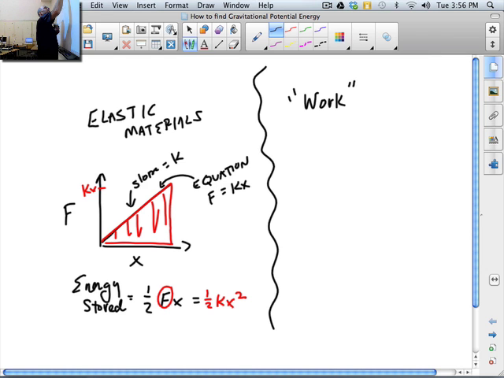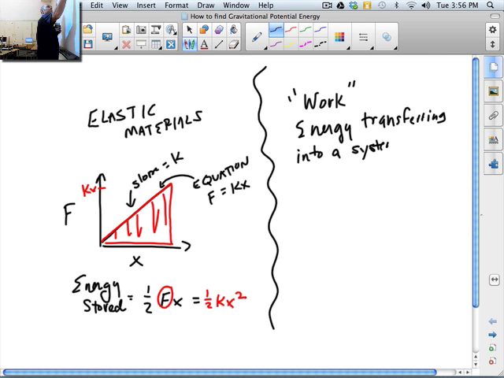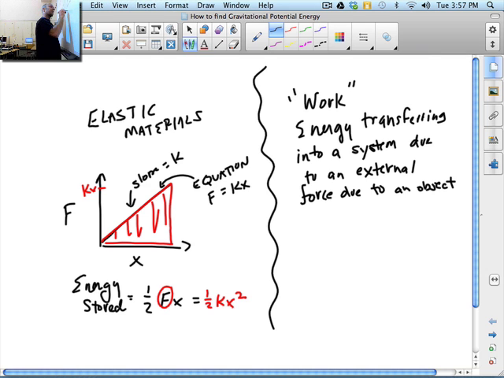Now, let's contrast that with the idea of work. Work is energy transferring into a system due to an external, that means outside the system, external force. It's due to an object outside the system.